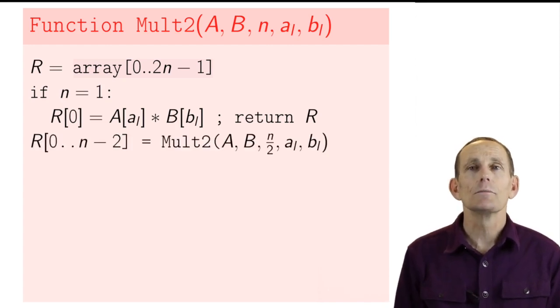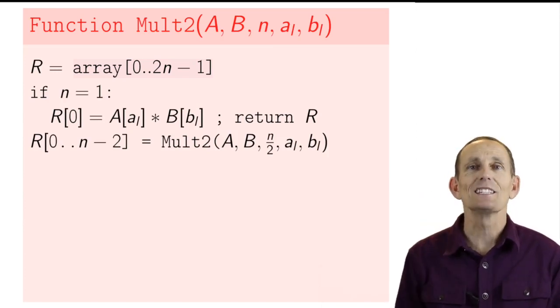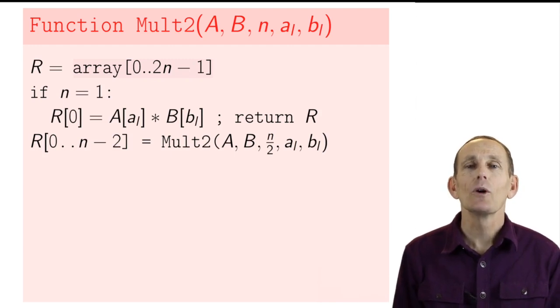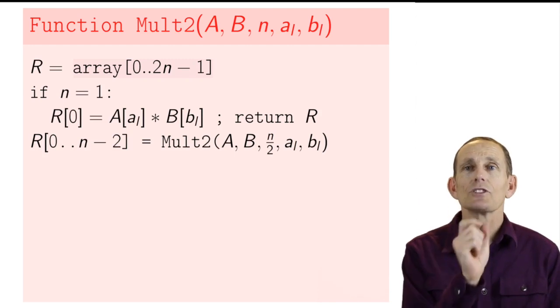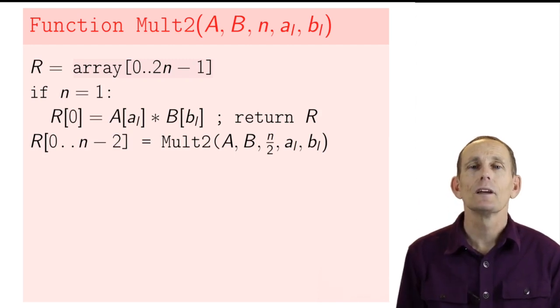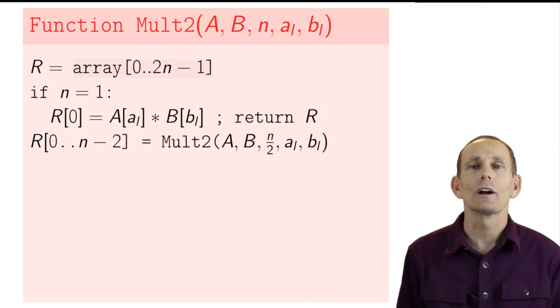First thing we'll do is multiply together the d sub 0 and e sub 0. So what we're doing is taking a and b, reducing the problem size by 2, and starting with those same coefficients. And we're going to assign those to the lower half of the elements in R.